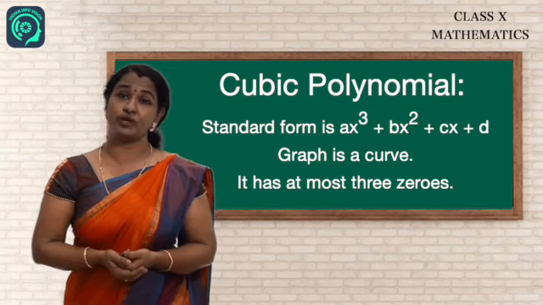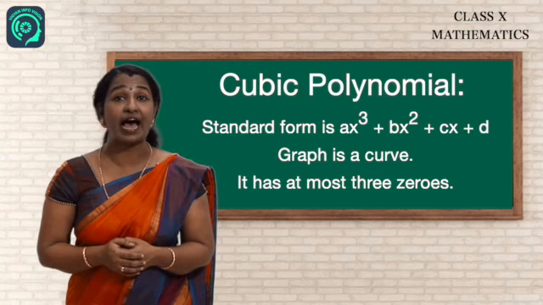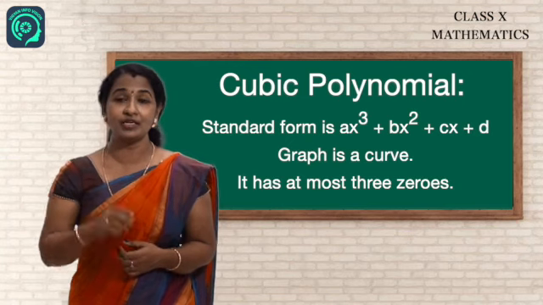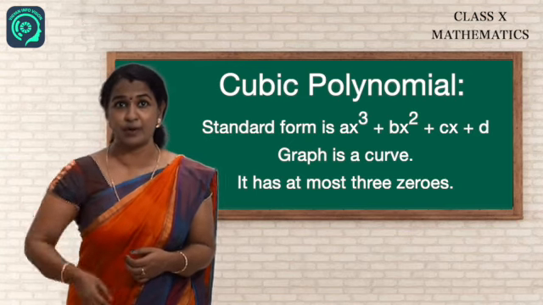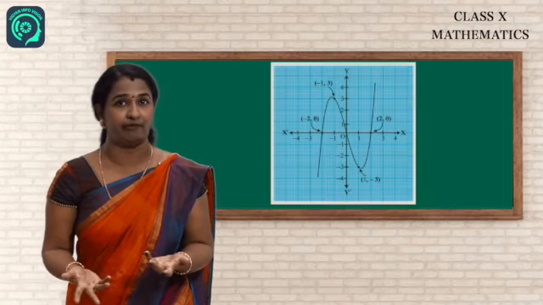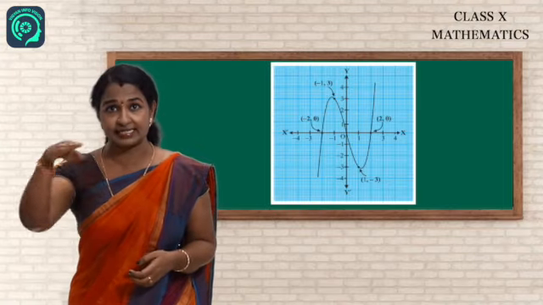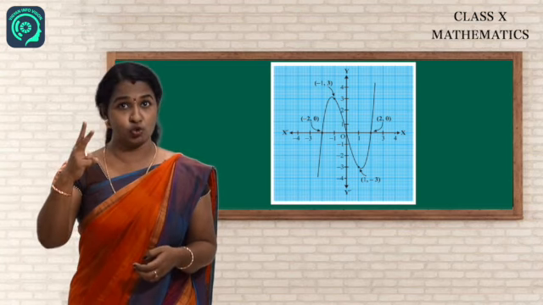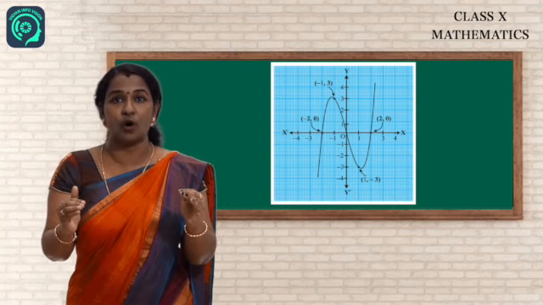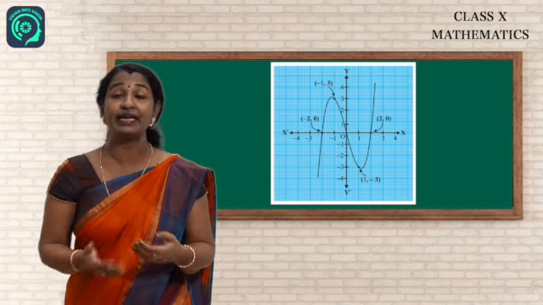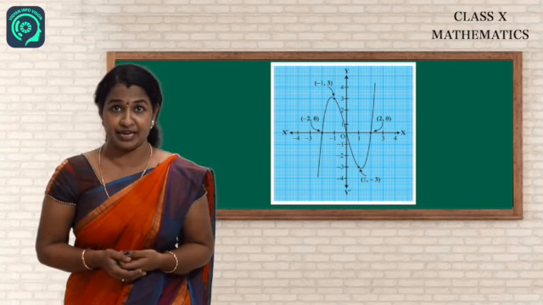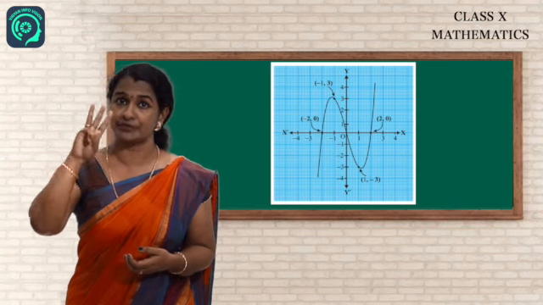And in this polynomial, you can see the degree is 3, so it will have 3 zeros or at most 3 zeros. Now we have learned at most 2 zeros for quadratic polynomial. So here at most 3 zeros. And the graph will be a curve. Either it can meet the x-axis at 1 point, 2 points, 3 points or no point at all. So maximum it can go up to 3 points. That is why we are saying for a cubic polynomial the maximum number of zeros is 3. At the most 3 zeros.